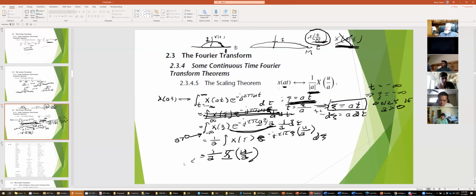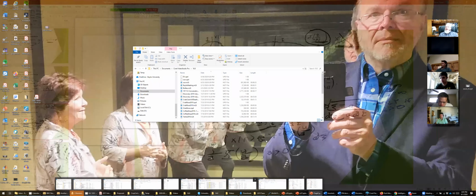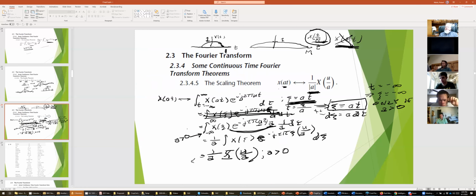And everything follows here. So what we've done is we've derived this result, but A must be positive. Well, what happens if A is negative? If A is negative, then this goes from infinity to minus infinity, doesn't it? And we can switch around the integral limits by doing what? Shifting the sign of the differential. But by shifting the sign of the differential, we get the magnitude of A.